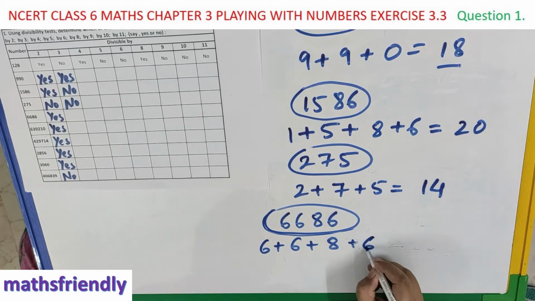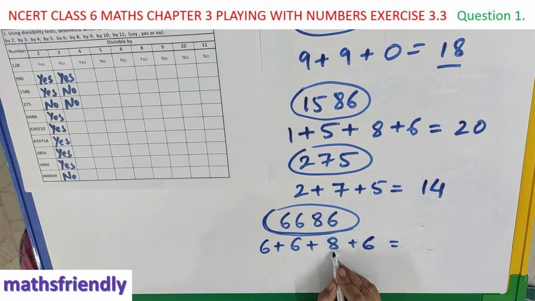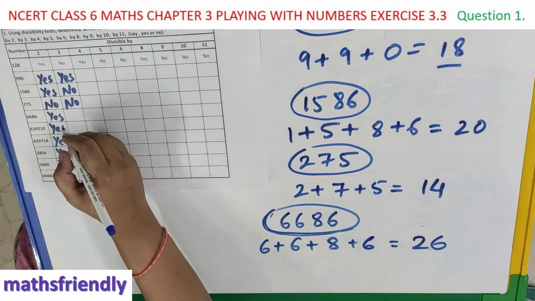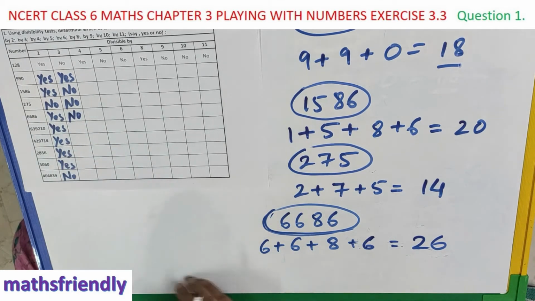Yes, what I said, it was 6 plus 6 is 12 plus 20, 26. 26 is not divisible by 3. It means this number is also not divisible by 3. We will write no. Okay. Now which one is the next number?